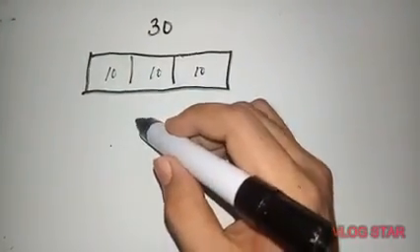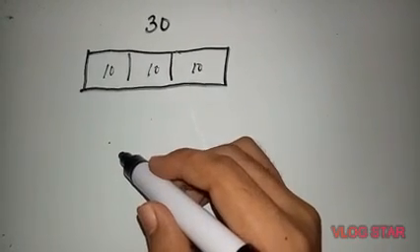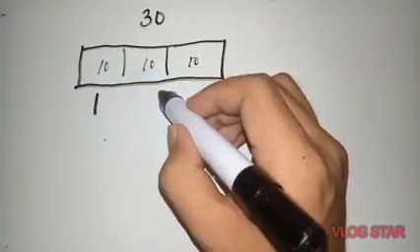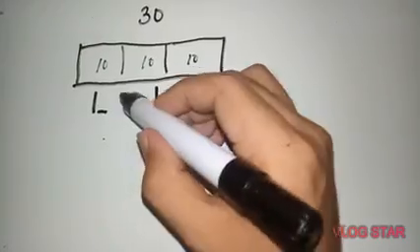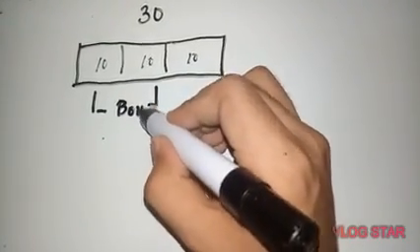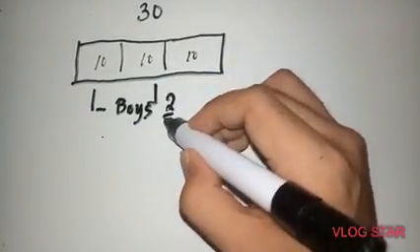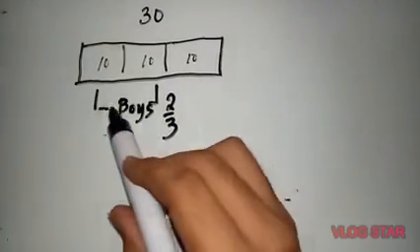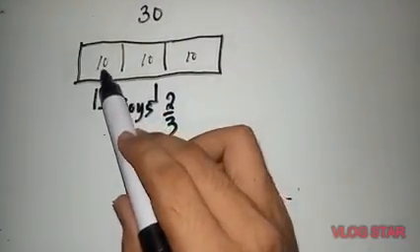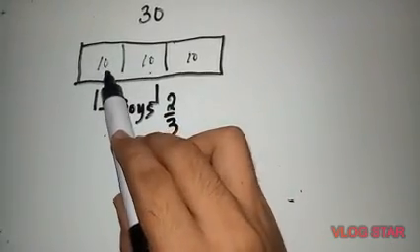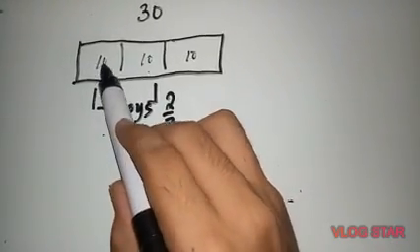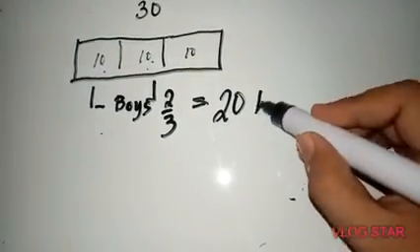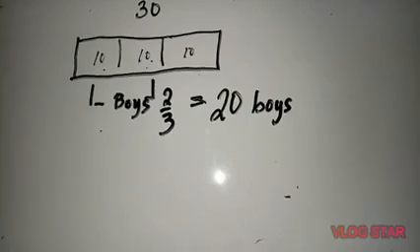Since there are two-thirds as many boys as girls, this part is what we use for the boys, let's say 2/3. So how many boys are there? Since we can see that 2/3 is equal to 2 parts and 1 part is equal to 10, 10 plus 10, the answer is 20. It means that there are 20 boys.